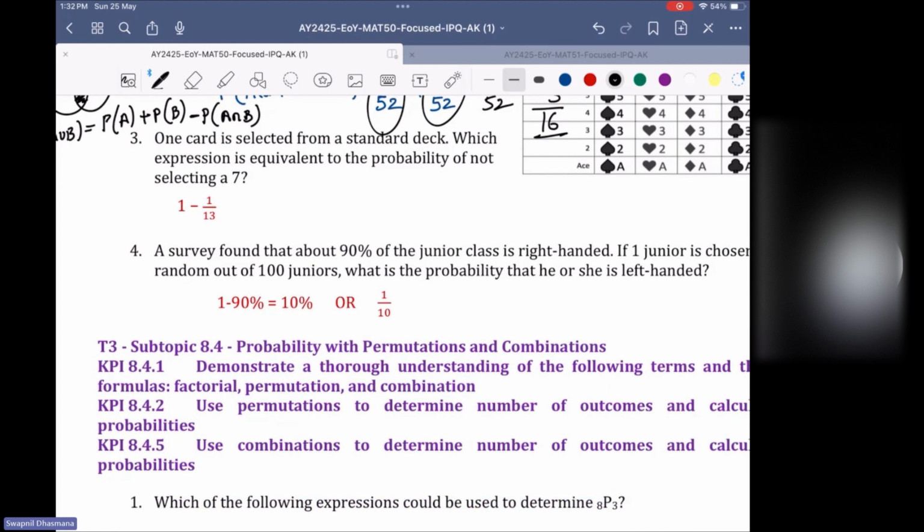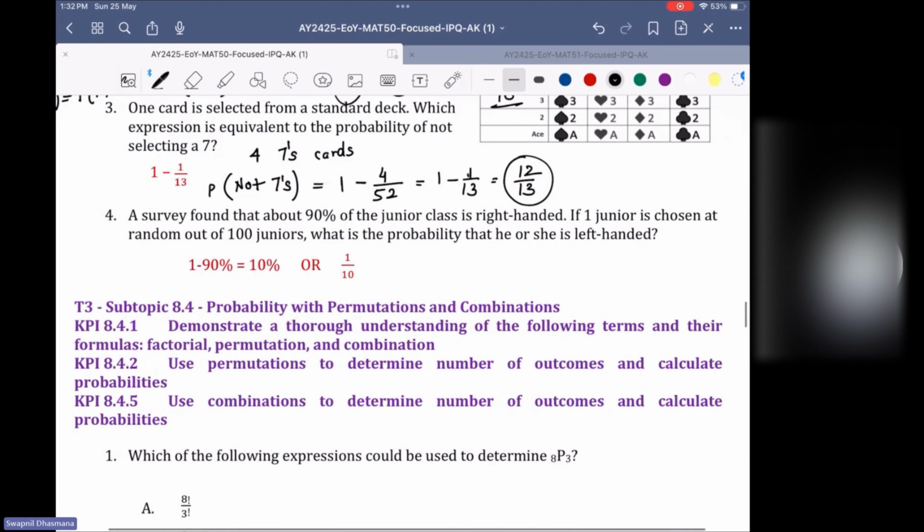One card is selected from a standard deck. What is the probability of not selecting a 7? There are four sevens, and not sevens are 52 minus 4. That's too much, so you can just do total probability, which is 1 minus 4 out of 52, which is 1 minus 1 out of 13, and that will be 12 over 13, and that's your final answer.